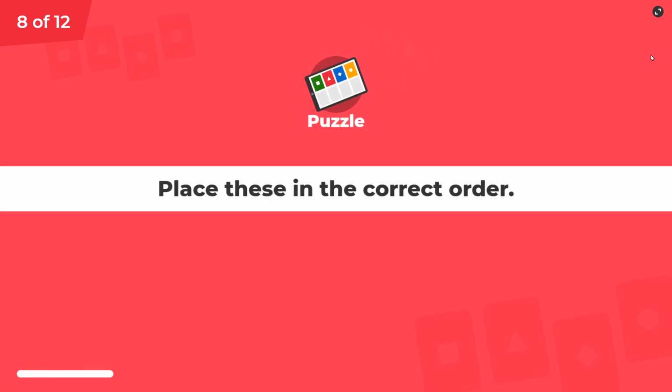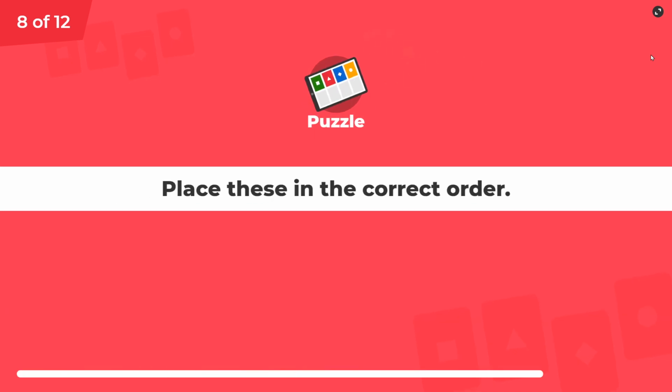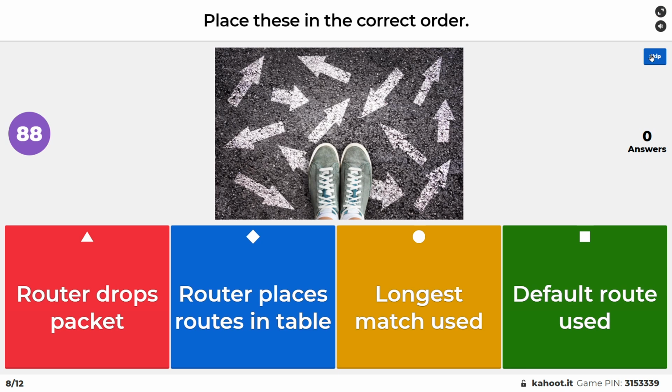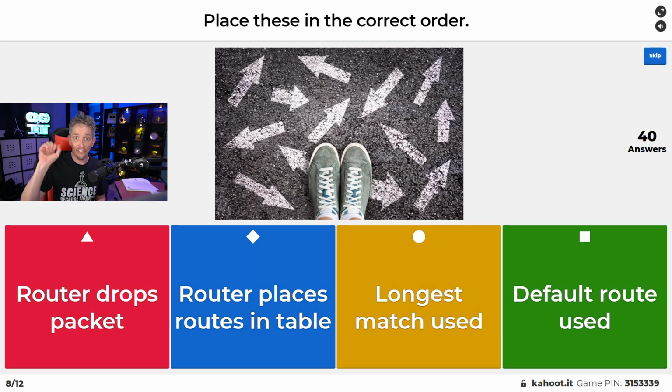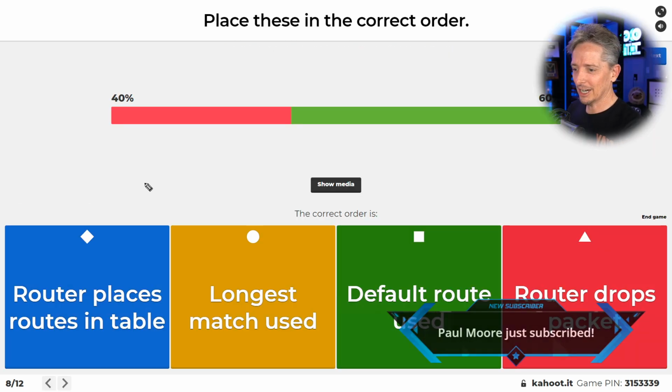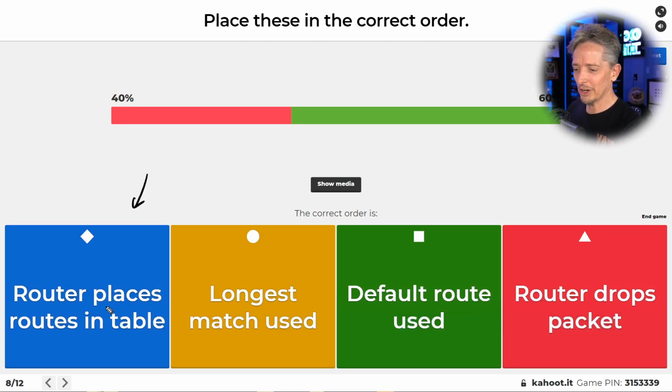Here's your next question. Double points. Place these in the correct order. Oh no, another drag and drop. So place these in the correct order as far as when they would occur. Let's start and talk about why this might be the first thing. Router places the route in the routing table. That's all based on AD.